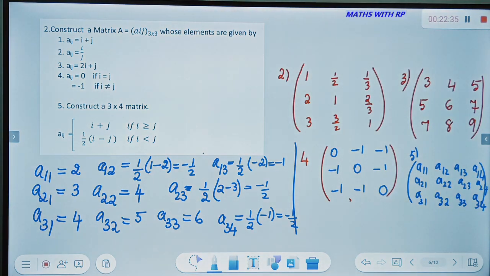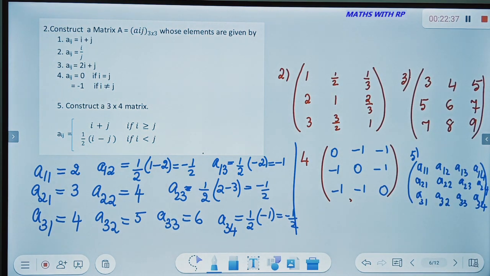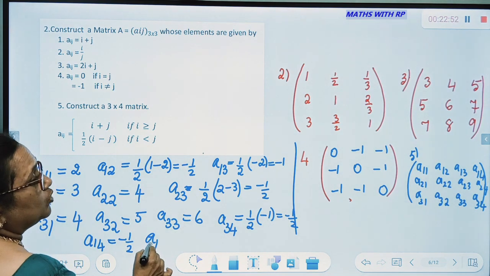There is a pattern. Wherever you have i minus j by 2, you get minus half. Now what will be A14? I have not written. A14 means i is less than j. So half of i minus j, which is again minus half. What will be A24?